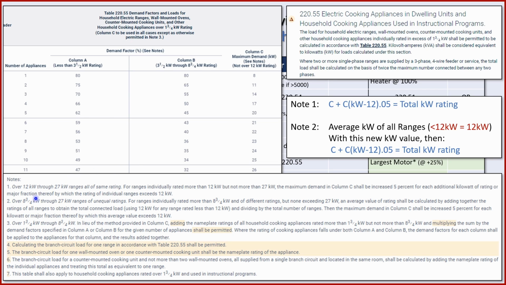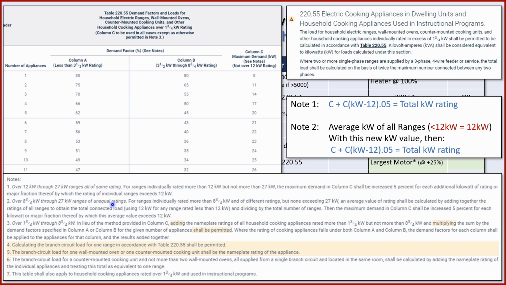Now, if you just have a single range, you'll be under note 1. And note 1 says over 12 kW through 27 kW ranges, all of the same rating. So obviously if you just have one, this would apply. If you have two of the same rating, this would apply, or 3 or 4 or however many. Note 2, however, is from 8 3/4 kW through 27 kW ranges of unequal ratings. So that's the difference between these two notes. This is equal rating, this is unequal rating.